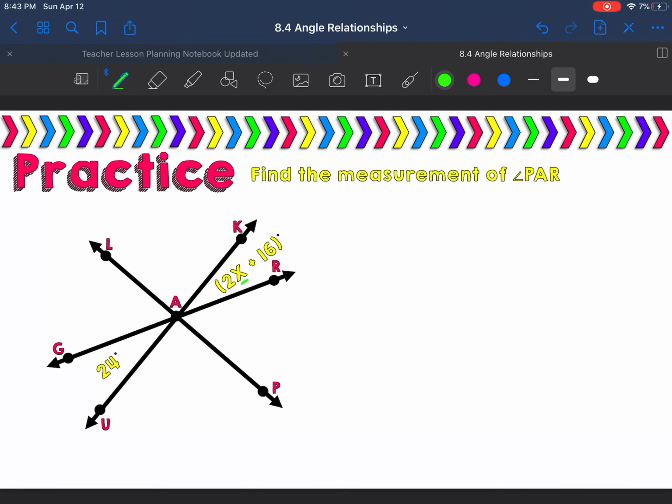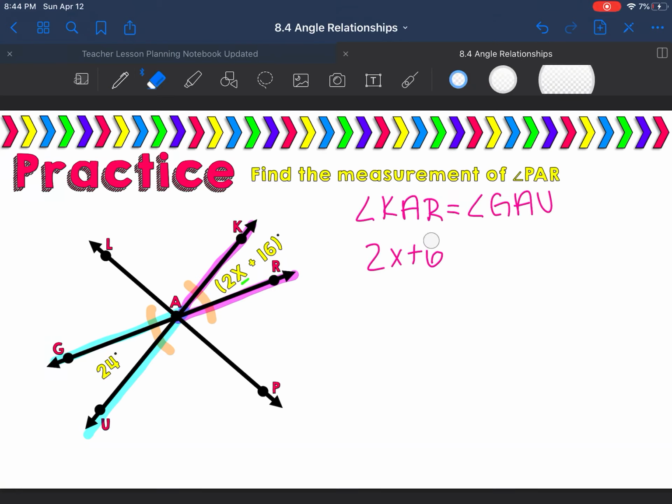One last problem. Find the measurement of PAR. Also, I want to figure out, what does this X stand for? So, angle KAR and angle GAU are what type of angles? Hopefully, you just told me that they are vertical angles, so that means that they are equal to each other. So that means that angle KAR is equal to angle GAU.